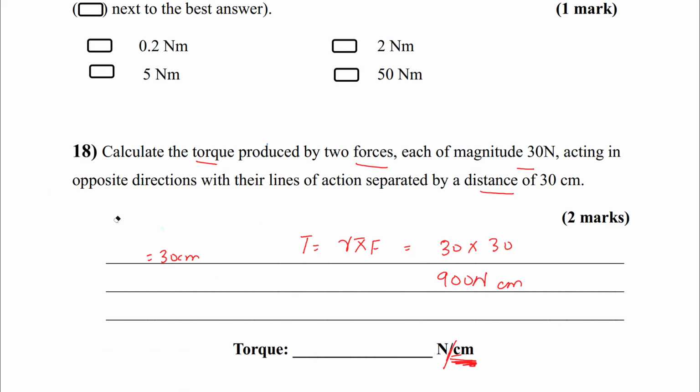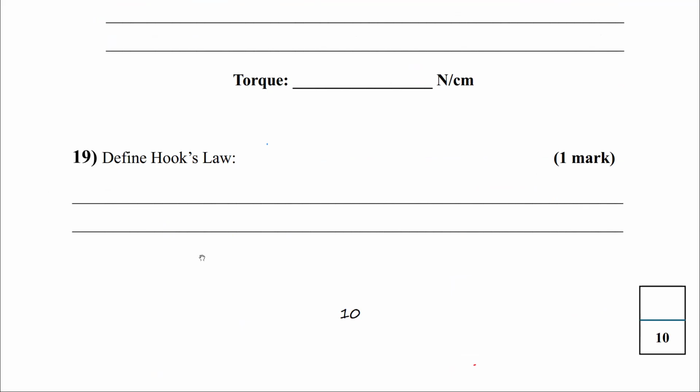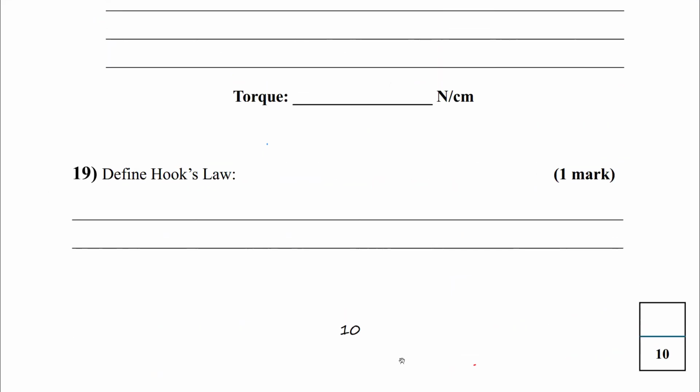So we move to question number 19, the simplest one. Question number 19: define Hooke's law. It's the simplest definition, you already know about it. So the definition of Hooke's law is that the force is directly proportional to the extension of the string.